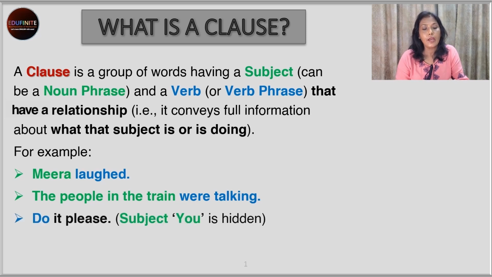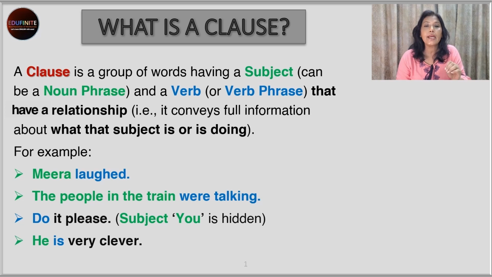The next one. Do it please. Now over here, it does give us a complete meaning, but where is the subject? There is no subject. It's starting with the verb do. Actually, the subject is you. We never say you do it please, because that subject is hidden. So for that reason, since the subject is hidden, that means the subject is present but it's hidden. So there's a subject as well as a verb, and it is giving us a complete meaning, or it is giving us a complete thought. So it is a clause.